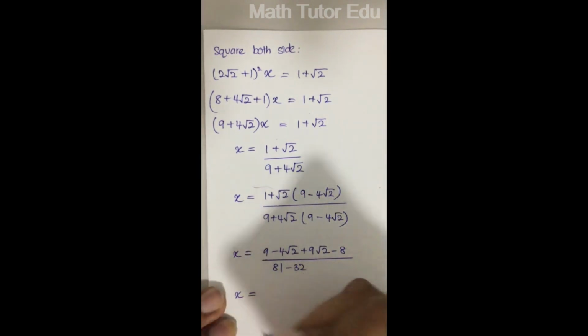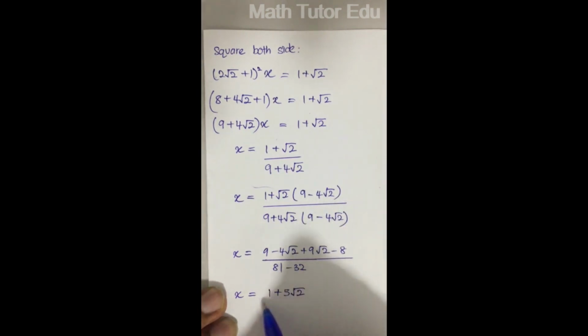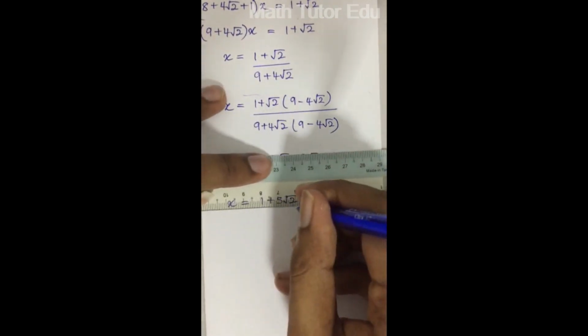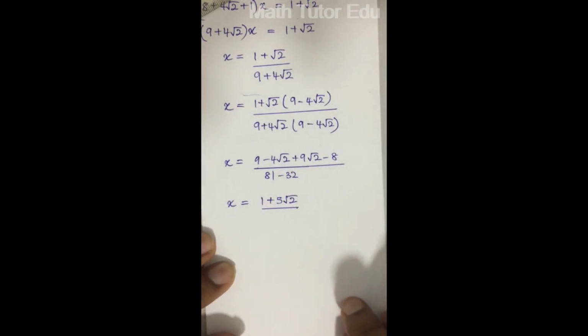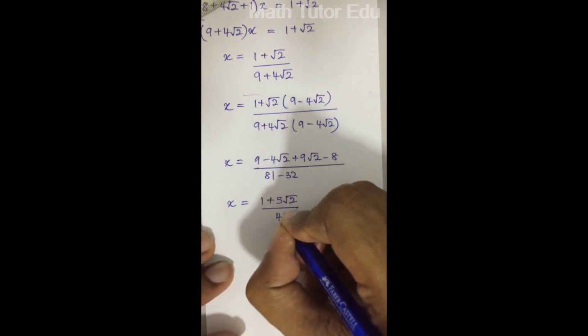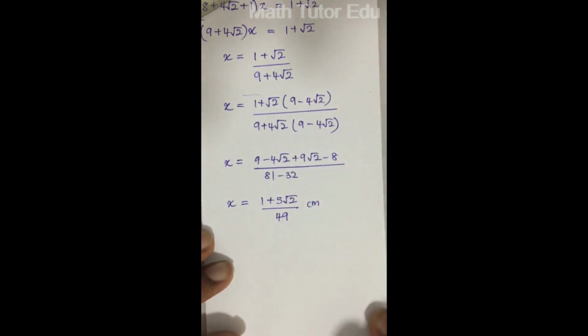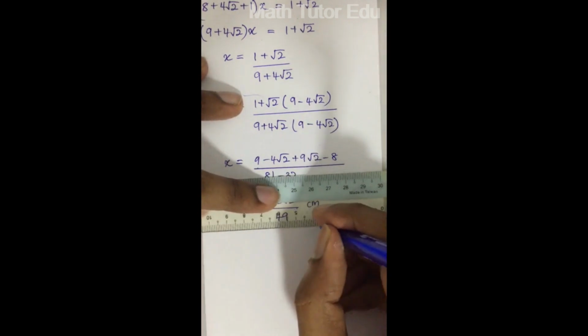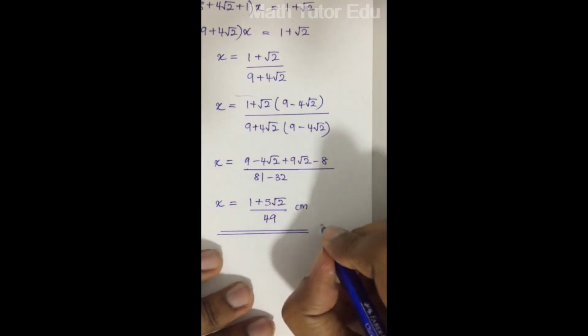So from here you get x equals, so our numerator will be 1 plus 5 surd 2. 9 minus 8 you get 1. Negative 4 surd 2 plus 9 surd 2 you get 5 surd 2. So from here our denominator 81 minus 32 you should get 49. Okay, and there we go. We already get our value of x. Okay, well done, guys. Let me just write here proven.